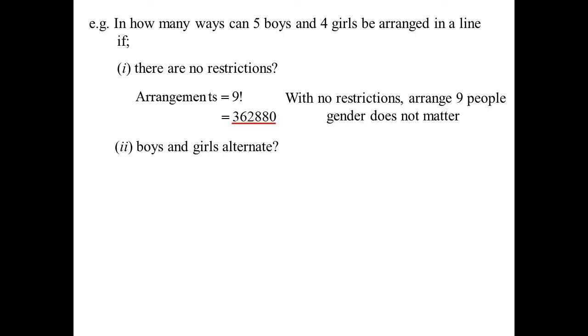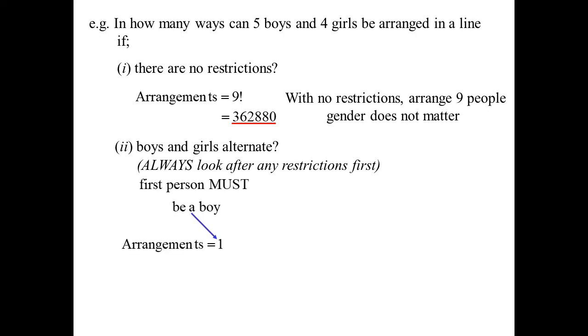But what if it does matter? And we want to get this lovely pattern, and the boys and girls are going to alternate. The first decision we must make is, will we start with a boy or will we start with a girl? But in this situation, my choice is forced. I have to start with a boy, because otherwise I'm going to run out of people if I want to go boy, girl, boy, girl. So you always look after any restrictions first. A restriction in this is, I must start with a boy. So there's only one way I can start, and that's the first one. It's going to be a boy. I've simply written down the number 1.